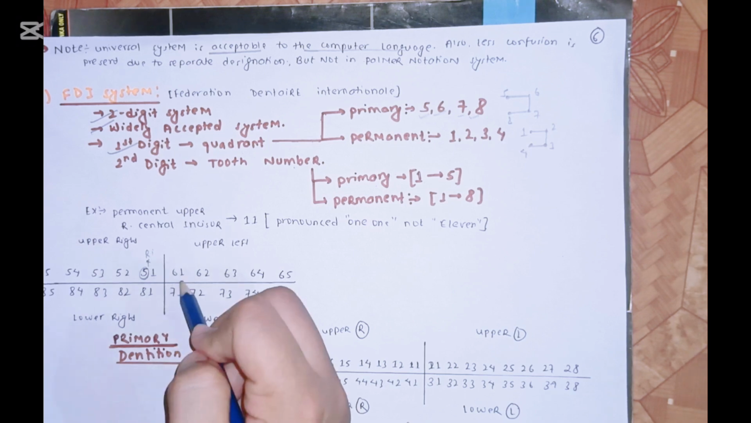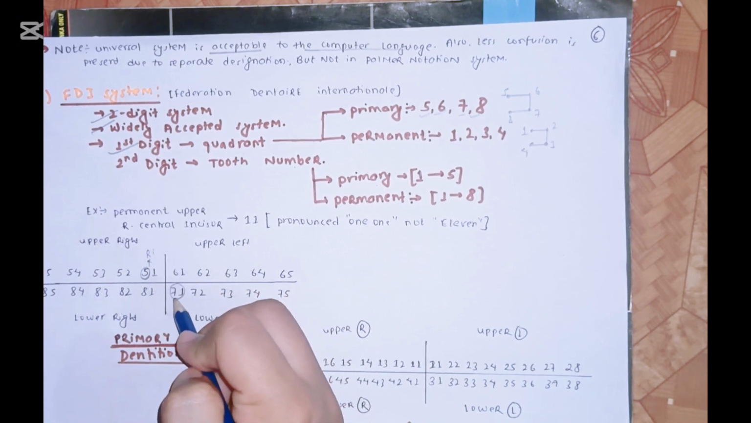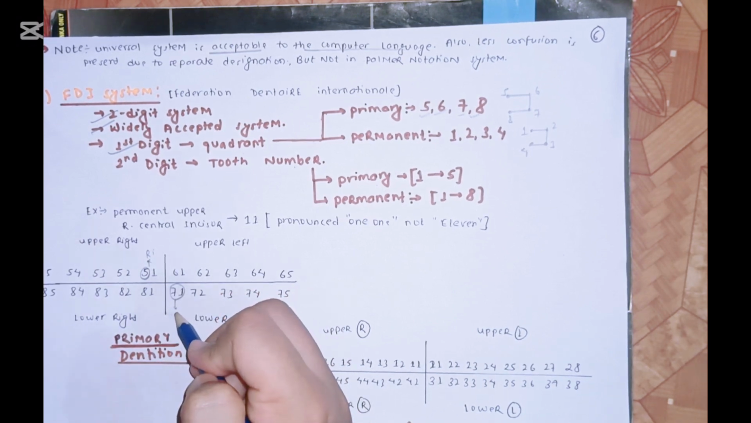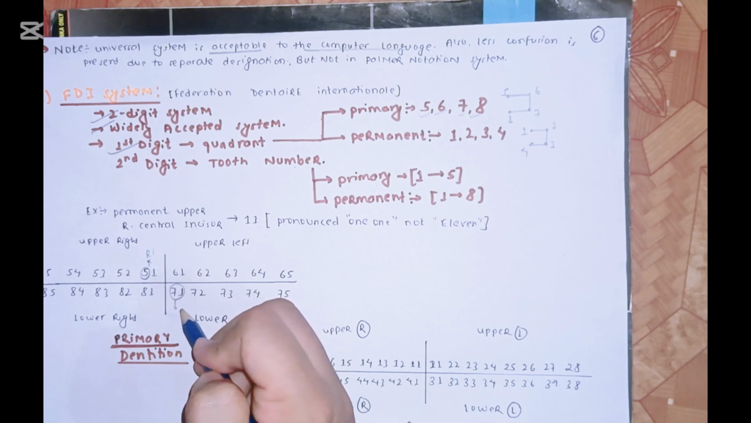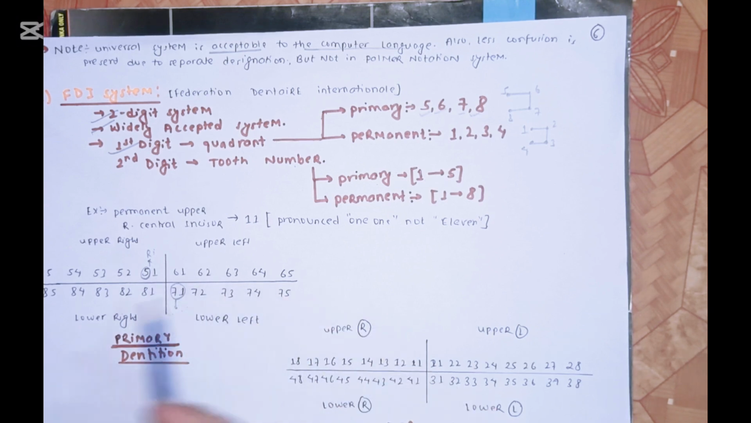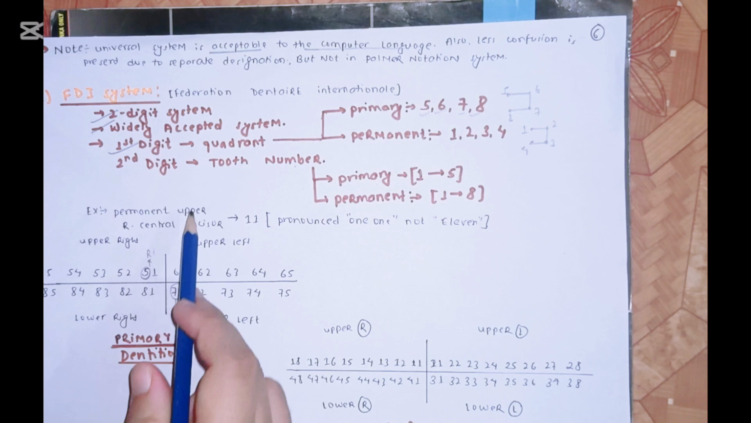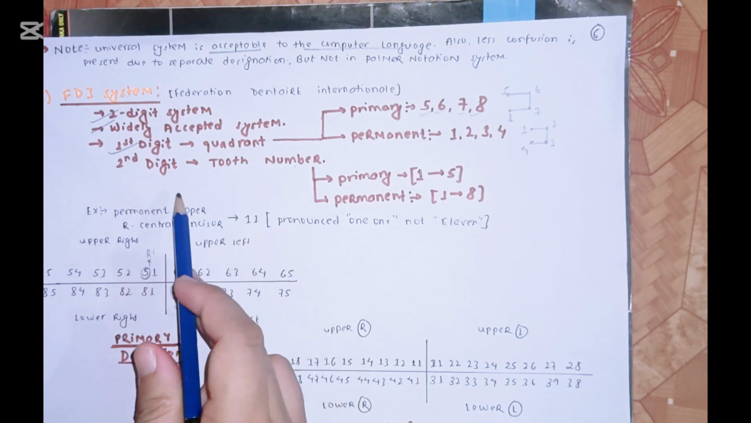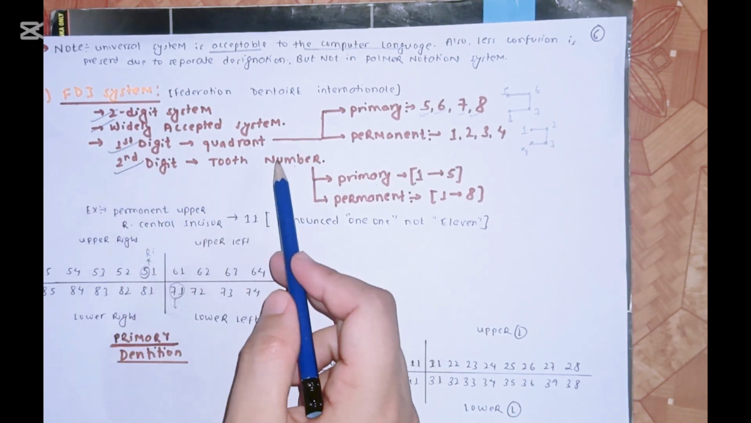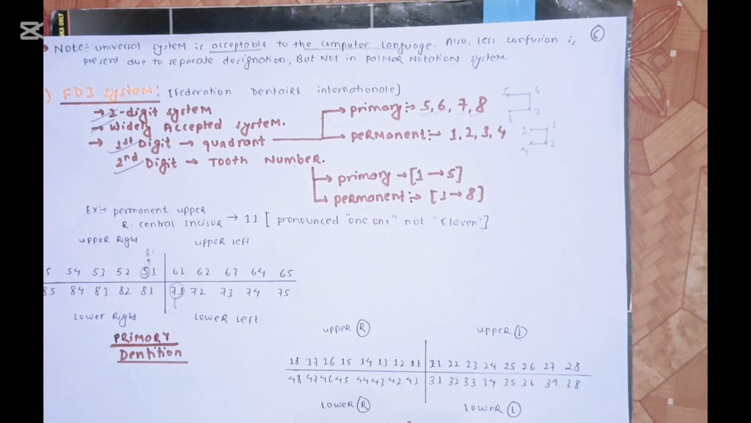Similarly, 7-1 is the left mandibular primary central incisor. So in primary dentition, the first digit is for the quadrant and the second digit for the tooth number. In permanent dentition, we can see here upper and lower. This is similar, but only the tooth number is different here.